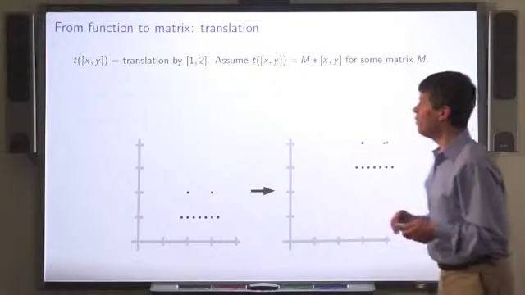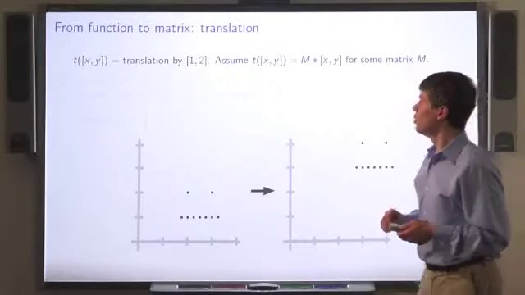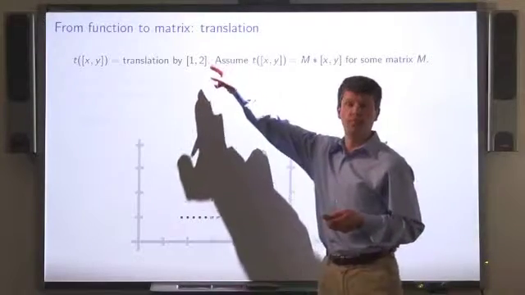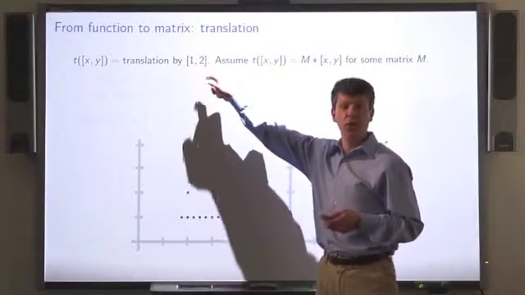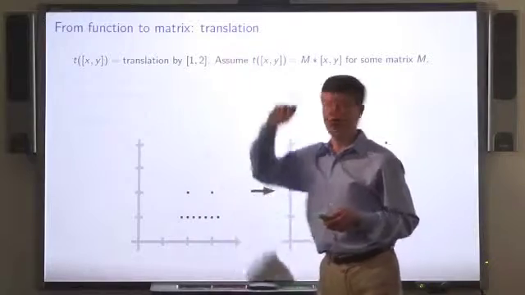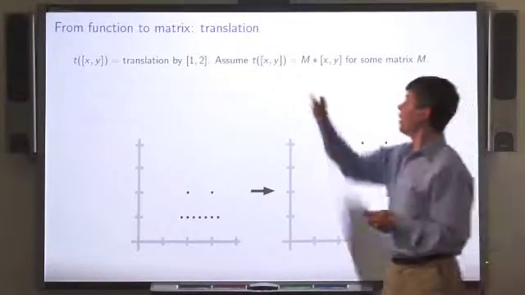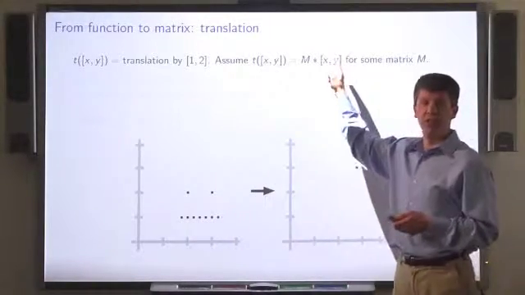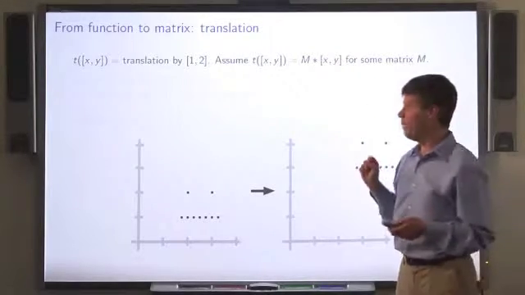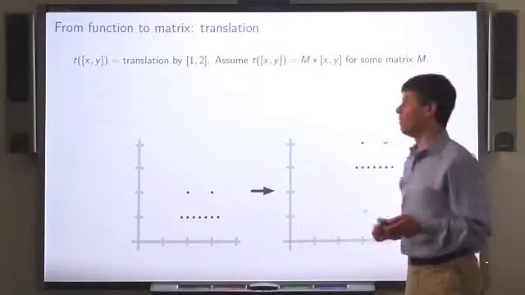Let's try one more example, translation. So translation by 1, 2, meaning we move the input 1 unit to the right and 2 units up. Assume this function is defined by matrix vector multiplication for some matrix M, and let's figure out the entries of M.